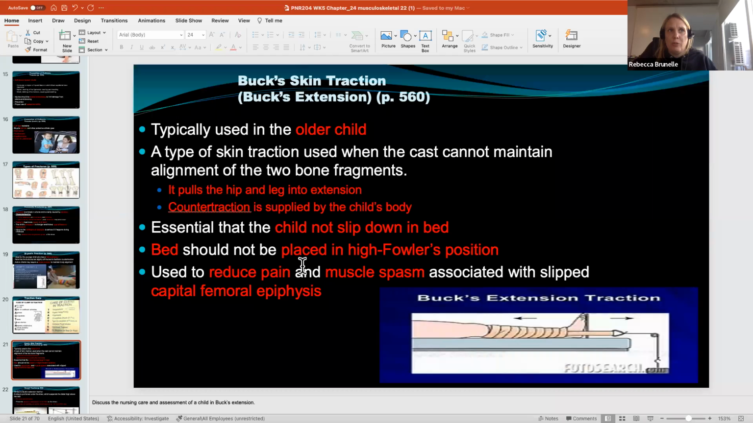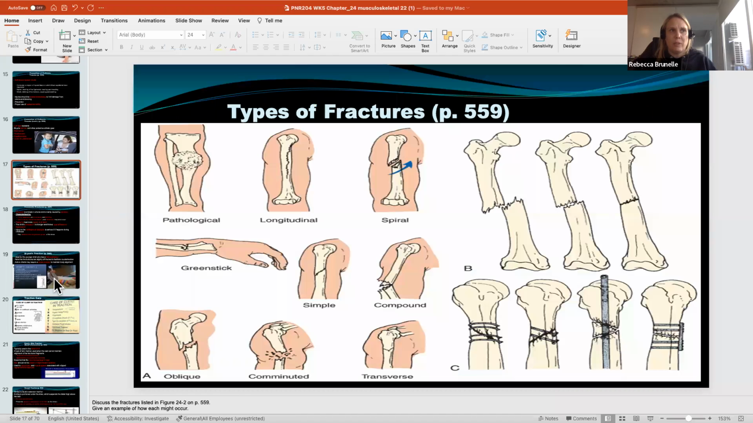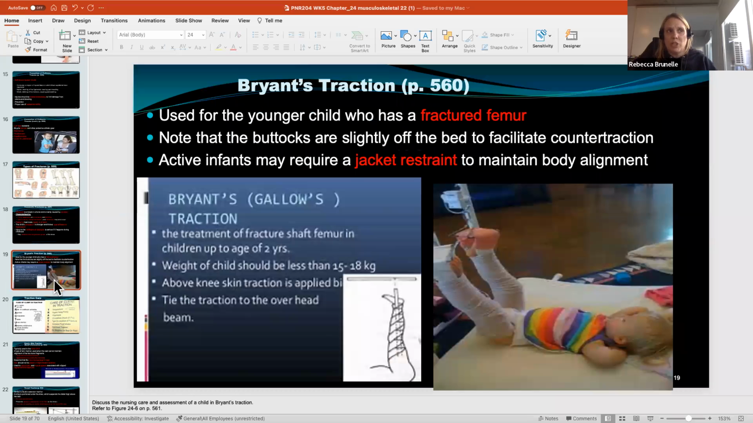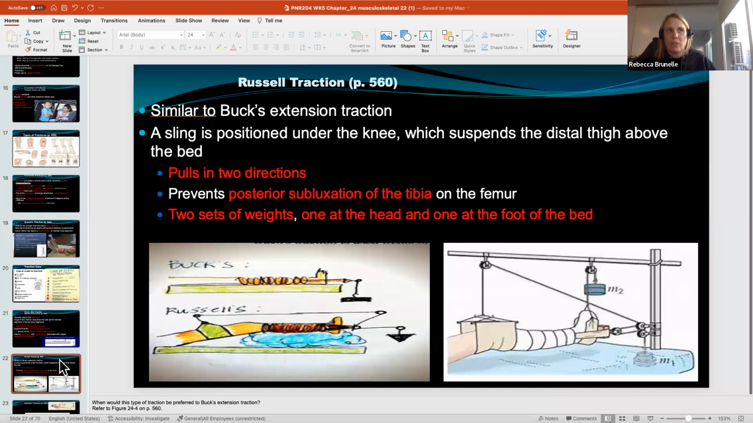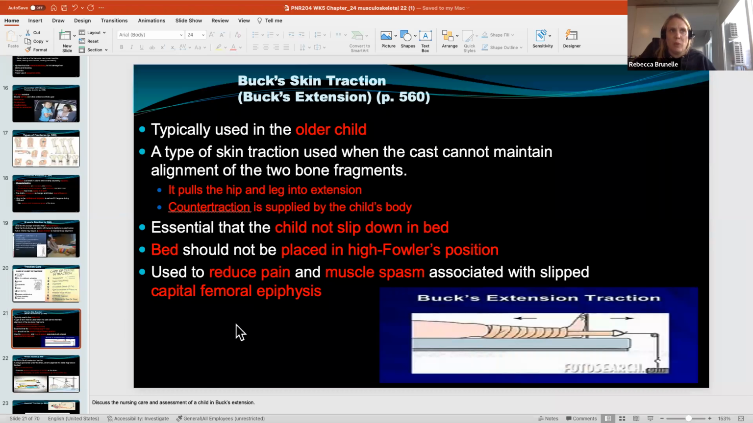So Bryant's traction was the younger kid, and then Buck's traction is the one that's the older kid. And it's also for the leg, but you can see in the picture, it pulls the leg in 2 different directions to move the bone together. So you see it pulling in both directions like this. And the main purpose is to reduce pain and muscle spasm. And it's the same thing where they're going to have weights, etc.